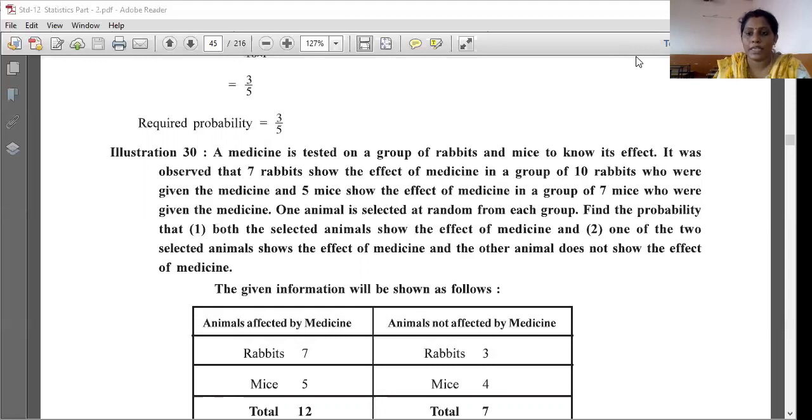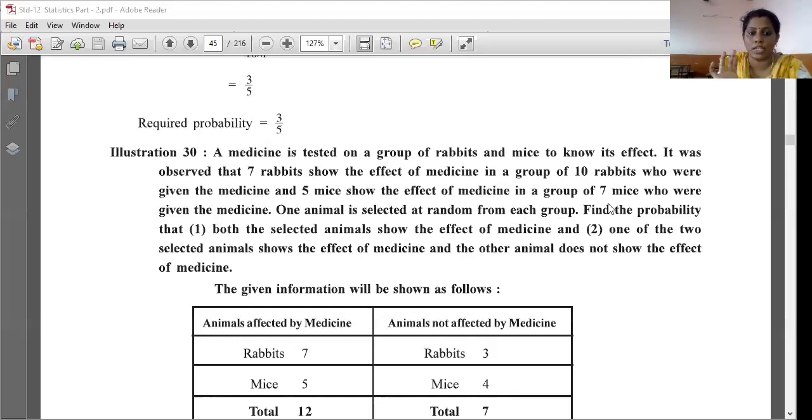So how many rabbits are there? 10. Total 10. And how many mice are there? Total 7. And out of these 10 rabbits, 7 show the effect of medicine and 3 do not show the effect of medicine. And out of mice, total 7 mice are there. 5 mice show the effect of medicine and 2 do not show the effect of medicine. Right? Now one animal is selected at random from each group. One is to be selected from each group. From rabbits and mice, one is to be selected.